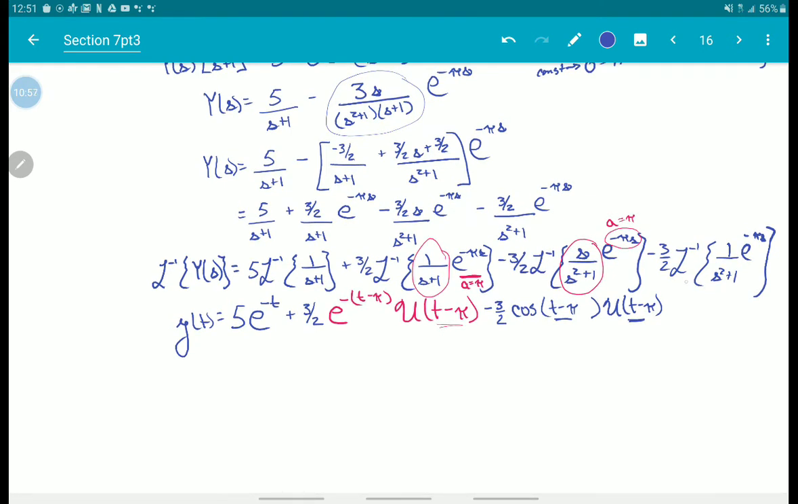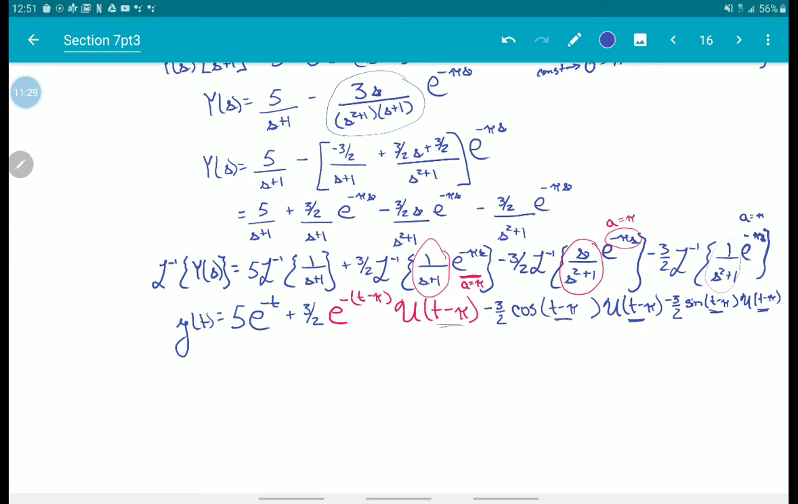And then that last piece, we have a minus 3/2. This guy is your sine. So sine of something. A is pi again in this case. So it's unit step of t minus pi. So t minus pi has to go here. Remember, these guys have to be the same.